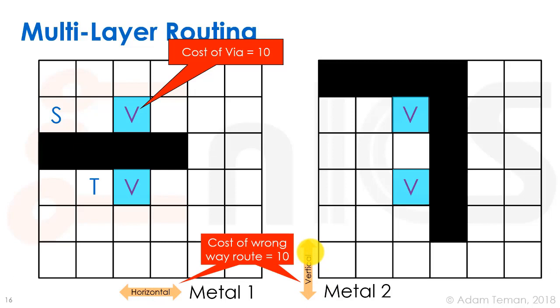Well, if we take the wrong way route, for example, if we go up and down, or I mean north and south on metal 1, our cost of our route will be 10, and if we go east and west on metal 2, the cost of our route will be 10. And let's see what this does.